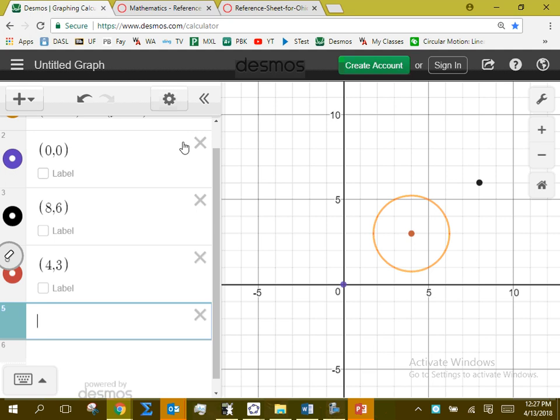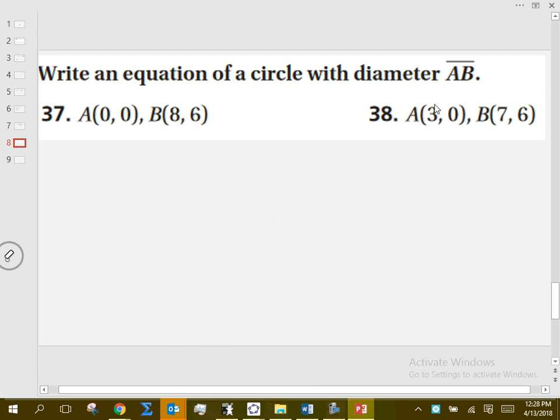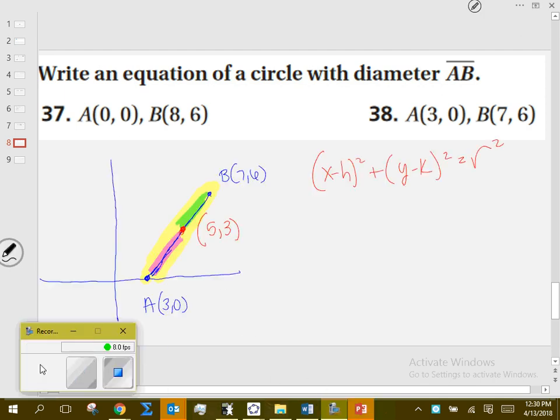The next one is the same approach. Okay, so why don't you guys take a minute and see with these points of 3, 0, and 7, 6, can you come up with the equation of that circle? All right, so we go through. Did you guys find the center to be 5, 3?